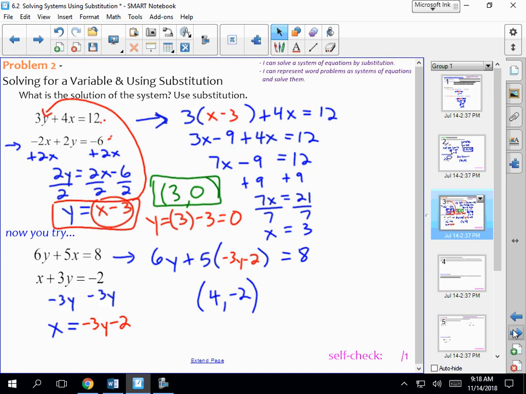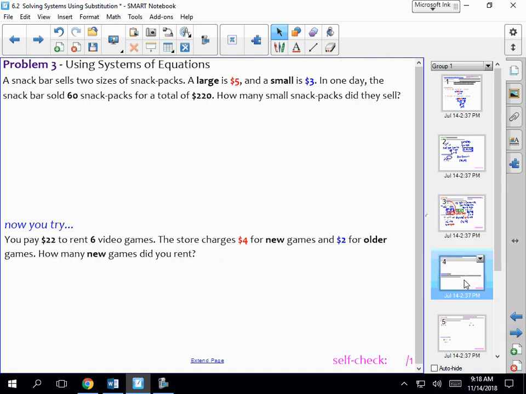Alright. So we're going to go on to creating an equation first, and then it'll be of this form. So this is a word problem here. It says a snack bar sells 2 sizes of snack packs. A large is $5 and a small is $3. In one day, the snack bar sold 60 snack packs for a total of $220.